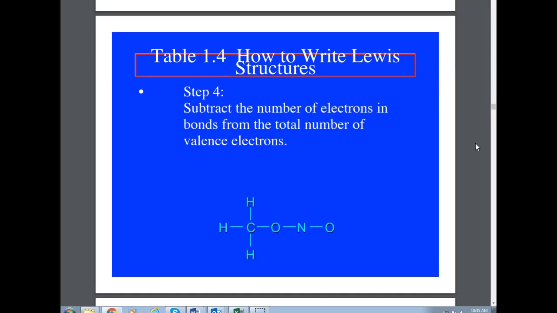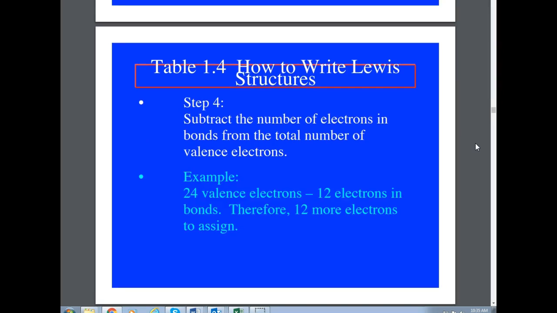So right now you see there's 1, 2, 3, 4, 5, 6 bonds there. So 6 times 2 is 12. So 24 valence electrons minus 12. And then we have to figure out where the rest of those 12 electrons go and make sure that every atom has 8 electrons around it.